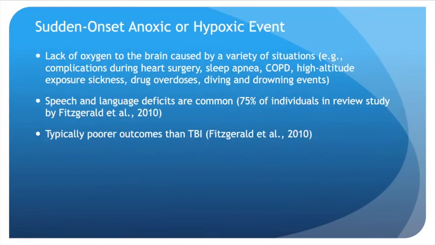So, sudden onset anoxic or hypoxic event. This is caused by lack of oxygen to the brain in a variety of situations. For example, complications during heart surgery, sleep apnea, chronic obstructive pulmonary disease, high altitude exposure sickness, drug overdose, diving and drowning accidents. So the brain is deprived of oxygen for some period of time. One article by Fitzgerald et al. in 2010 found that speech and language deficits are common. They were found in 75% of individuals in a particular review study. There are typically poorer outcomes with anoxic or hypoxic events than in TBI.